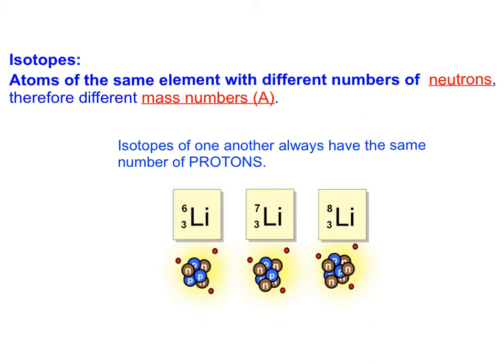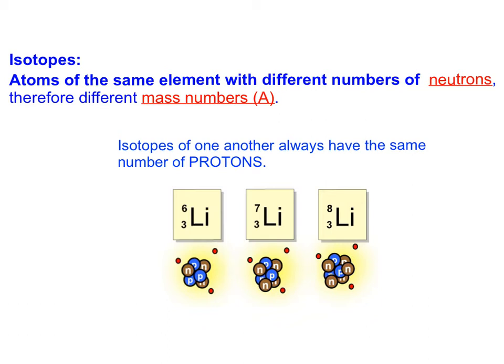Atoms of the same element that have different numbers of neutrons. So they're the same element because they have the same number of protons, but they have different numbers of neutrons, therefore they have different mass numbers. And that's why mass number and atomic number are both really, really important. The atomic number defines the atom as a particular element. The mass number gives it a little bit more of an identity.